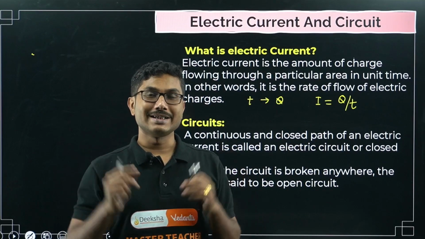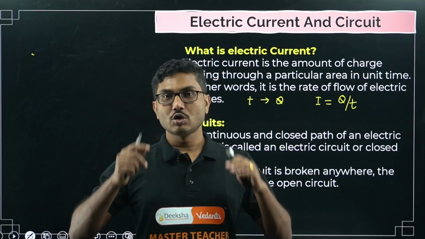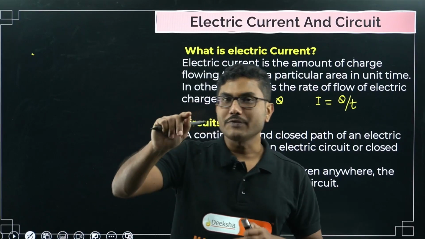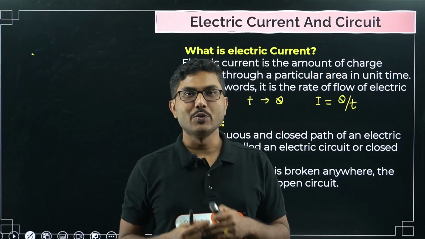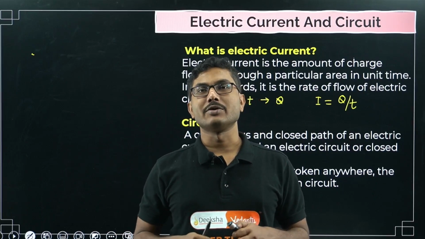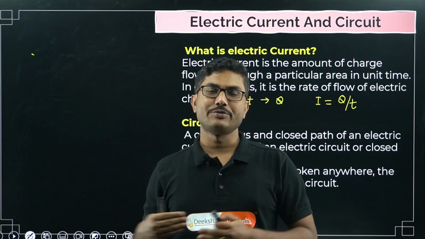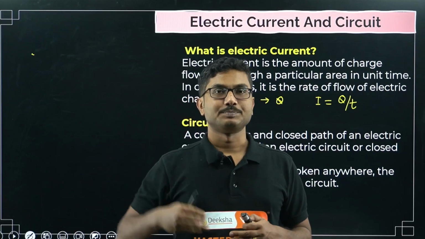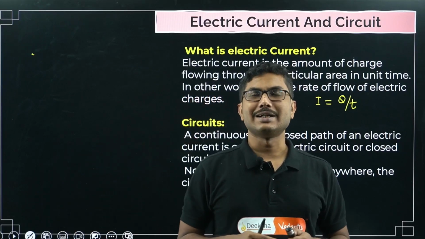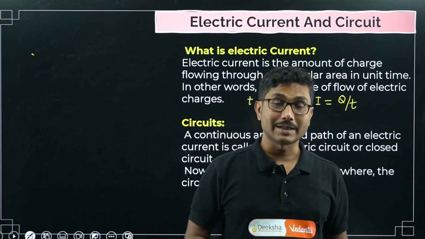So when you are receiving the current, that means the circuit is closed. If you switch off the light, basically you are disconnecting the circuit yourself. If you switch off the AC, the TV, the fan, you are basically manually doing the disconnection.